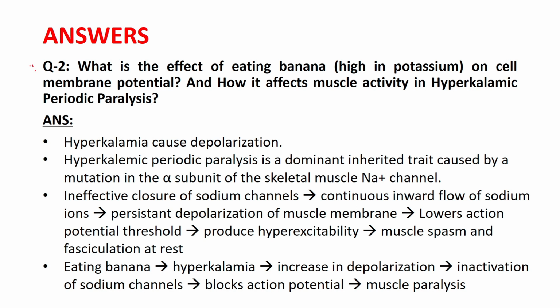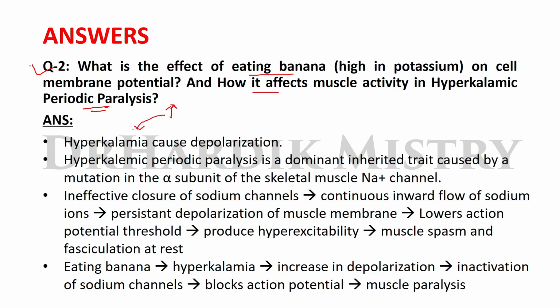Now the question number 2. What is the effect of eating banana, which is high in potassium, on cell membrane potential, and how does it affect muscle activity in hyperkalemic periodic paralysis? So here it's the answer. Eating banana causes an increase in potassium concentration in the extracellular fluid, and the condition is known as hyperkalemia. Hyperkalemia causes depolarization. Hyperkalemia means increase in the potassium ion, and potassium is a positive charge. So increased positive charge in the extracellular fluid causes depolarization.